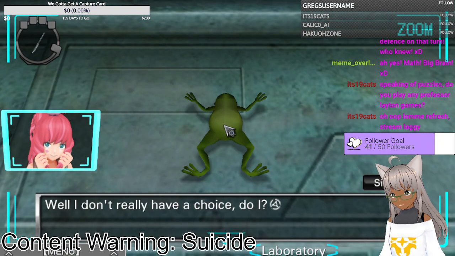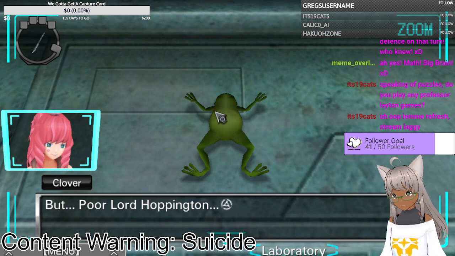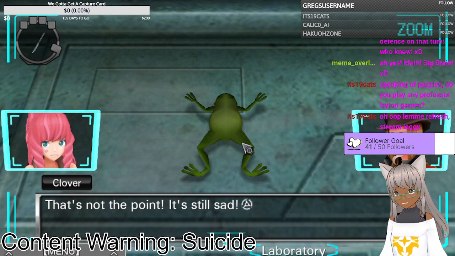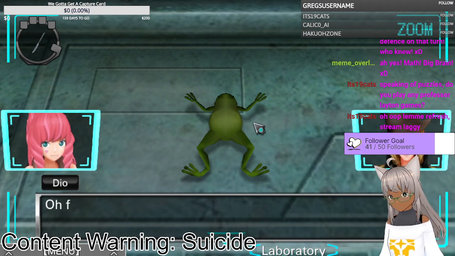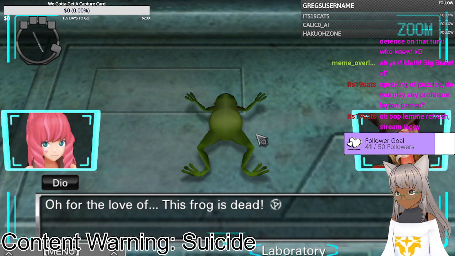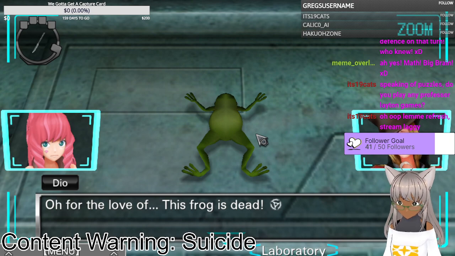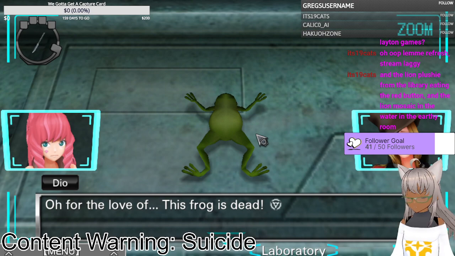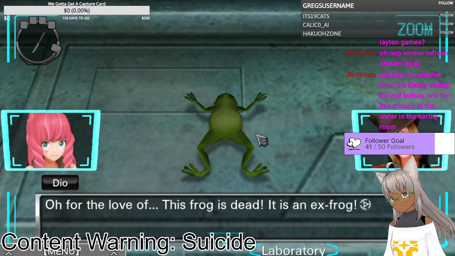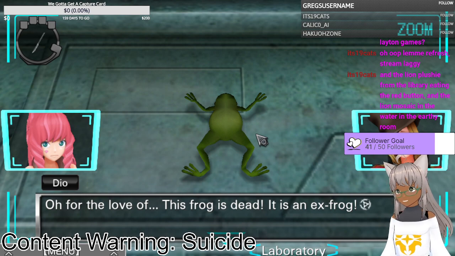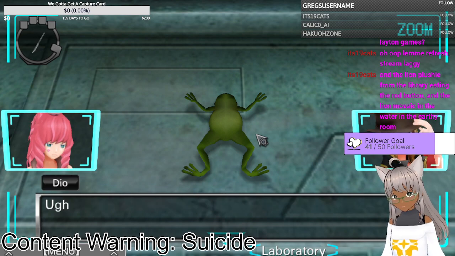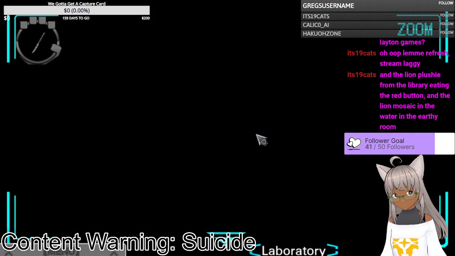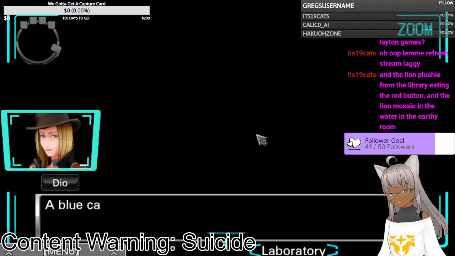Are you gonna cut Lord Hoppington open? Poor Lord Hoppington! That's not the point. It's still sad. Yeah, it's kind of sad. This frog is dead. That's 3 lions. This frog is dead. It is an ex-frog. Ew, it made a squishing noise.